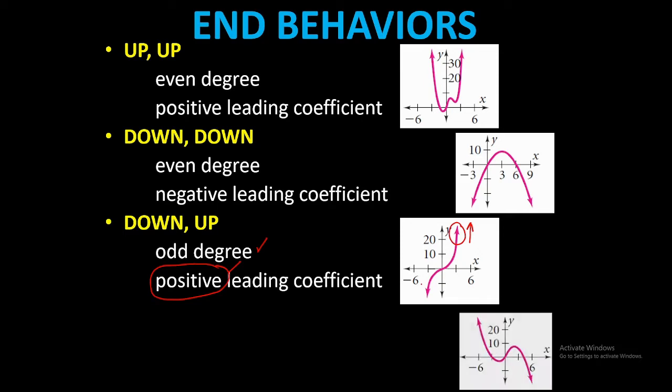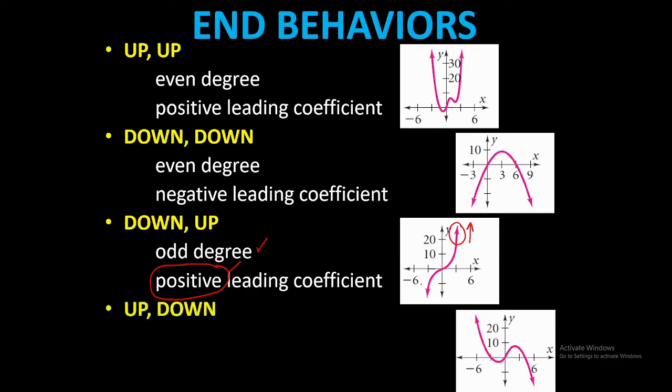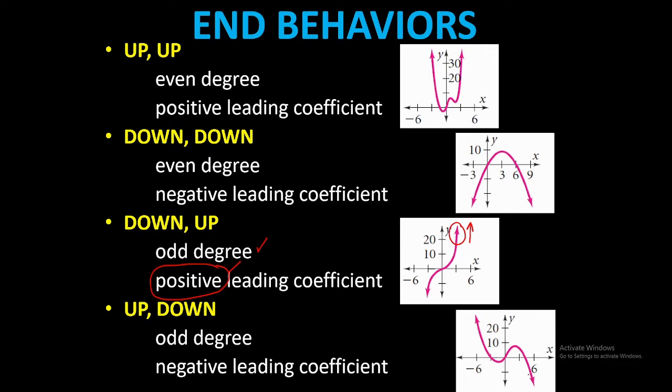Let's have another graph. This one, what's the end behavior? Up, down. This is still an odd degree, and you have noticed that the leading coefficient is negative because the second arrow is going down. It tells me that it has a negative leading coefficient. So just given the graph, you can say right away that its leading coefficient is negative and its degree is odd. By just looking at the graph, you can describe those things, and you can tell that this is an up, down end behavior.